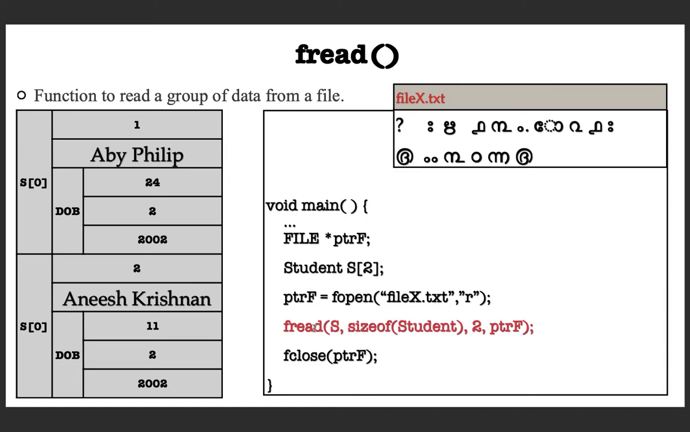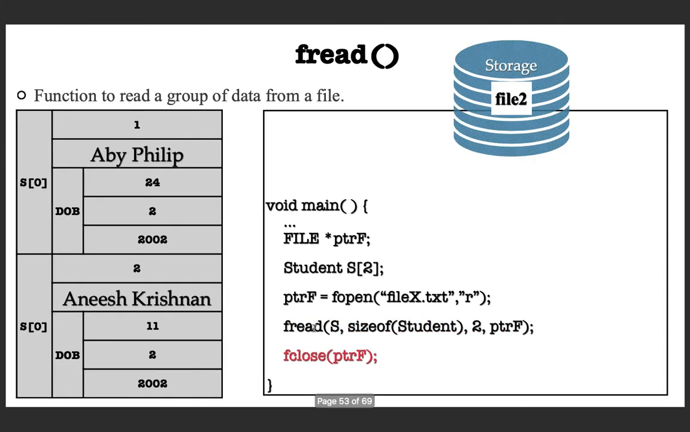Okay, coming to the last statement, which is fclose. So the file will be closed. Here again it must be file X. And with this, now let us proceed and look at the formal syntax of fread.